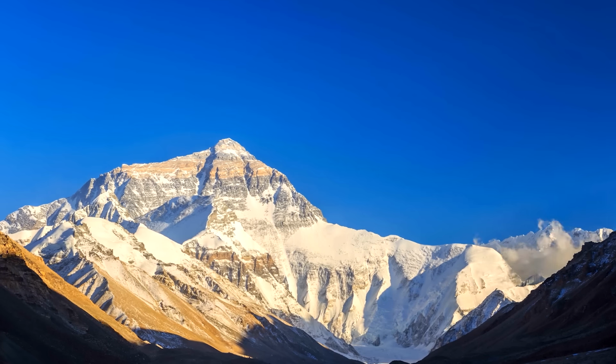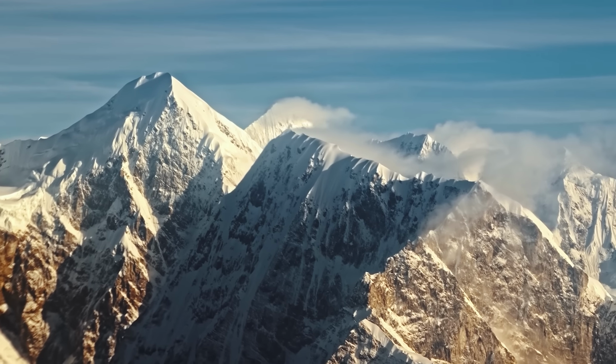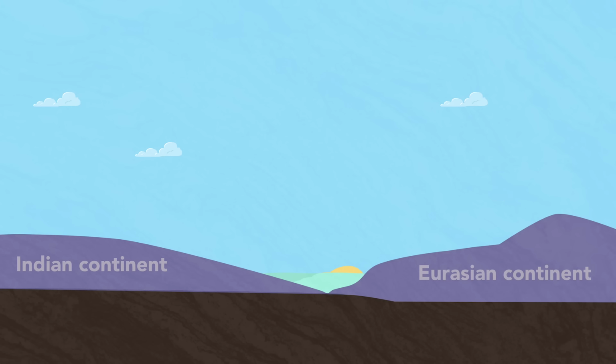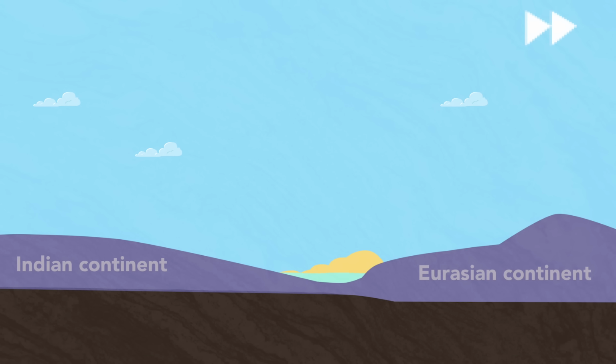Let's head back to Mount Everest to talk about how this bad boy was made. It's located in the Himalayan mountain range, where two plates collide at a convergent boundary. Compression, the type of stress that squeezes rock together, is the main force behind orogeny, or mountain building. Compression causes uplift, or the raising of Earth's surface.